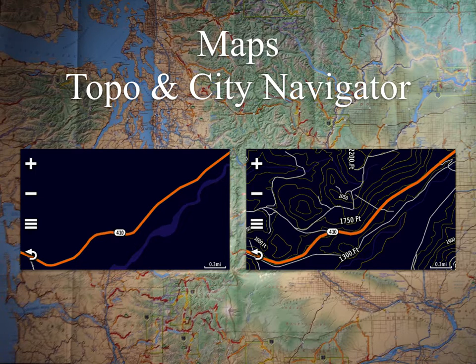And these two screenshots that we're looking at, the one on the right-hand side is 100K topo. The one on the left-hand side is City Navigator, and this is just a chunk of Highway 410 in Washington State. You can see that having the topo lines, a lot of times, if there's not a lot of roads, is going to show you a lot more. Even though the topo is showing a little bit higher degree of roads, having all those contour lines is going to give you a lot of information, especially if you understand how to read them.